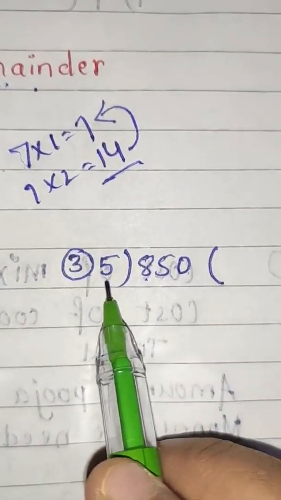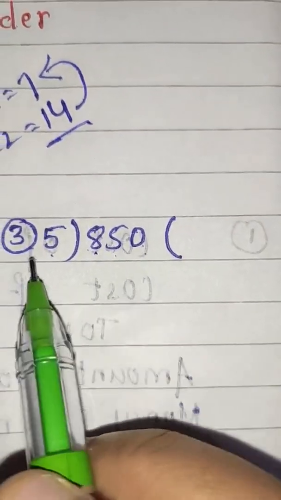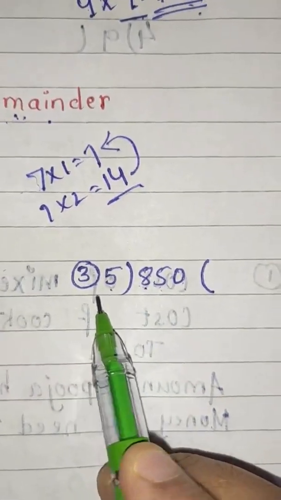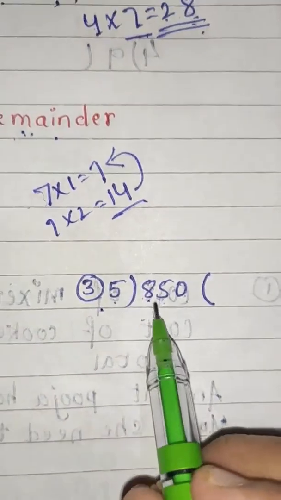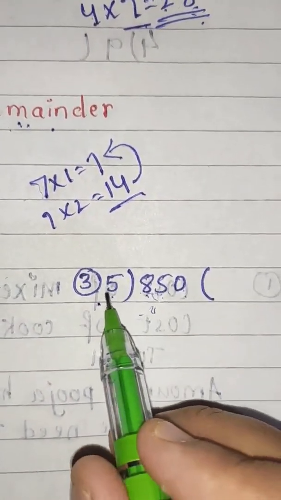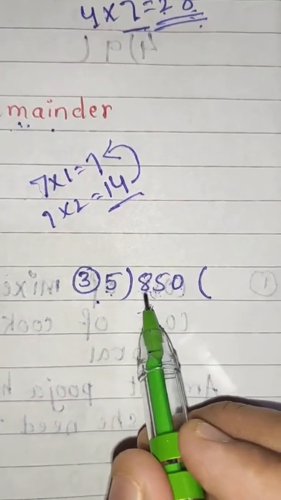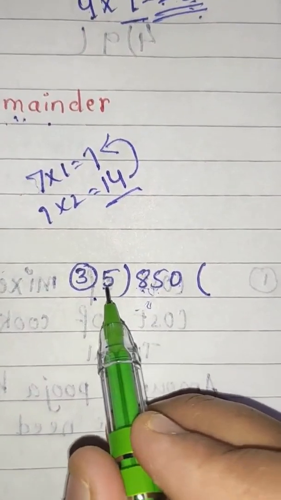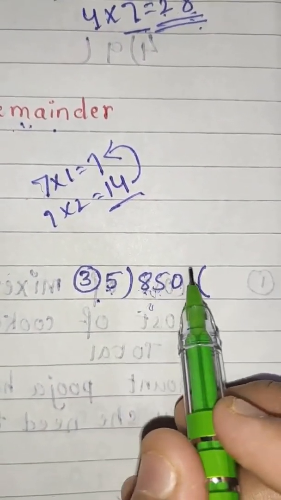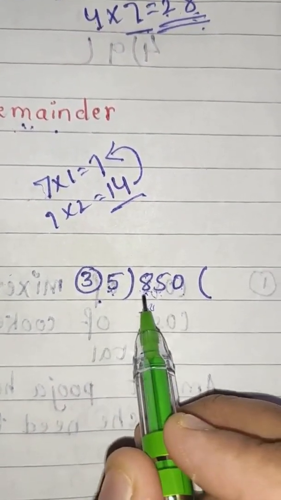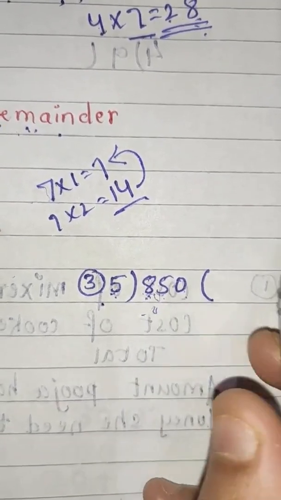850 divided by 5. So let's divide it. So here you can see the 8 is bigger than the 5, so you can easily divide 8 by 5. Right. So 5 1s are 5. 5 2s are 10. 10 is greater than this 8. So what we have to do? We have to come to the lesser number.